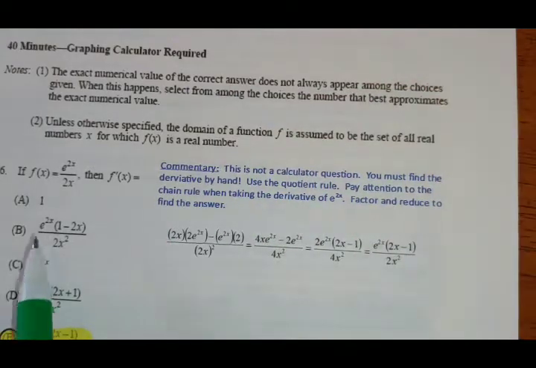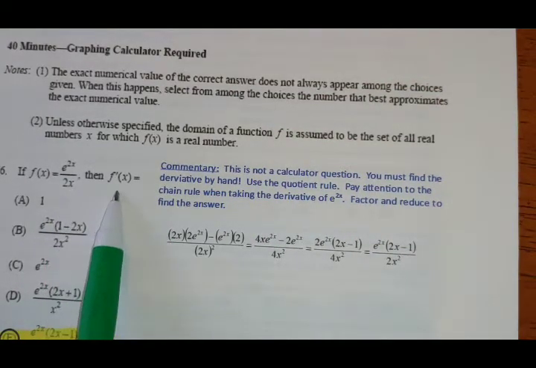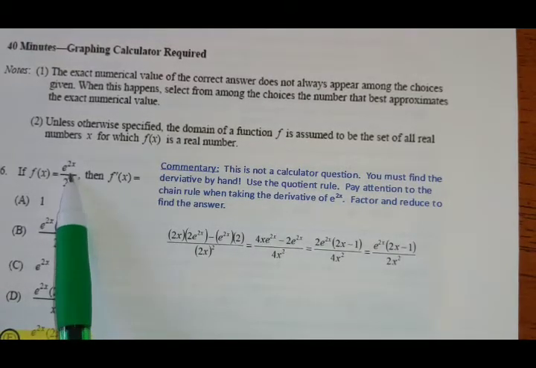In number 76, they're giving us a function. It is a quotient, and they want us to find the derivative. They're not asking us to find the derivative at a particular value, so this is not a calculator question. It requires the quotient rule, and within the quotient rule, you're going to need to use the chain rule. Remember, the derivative of e to a power is e to the power times the derivative of the power.